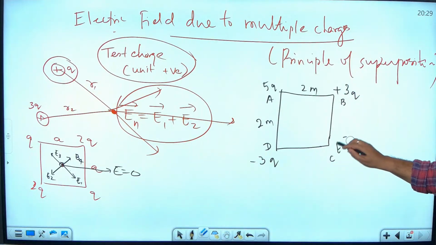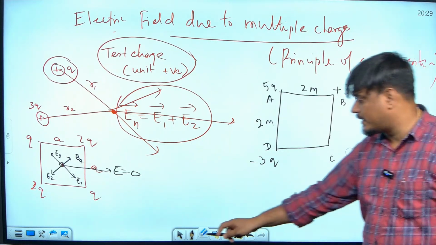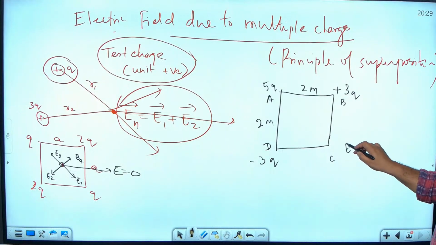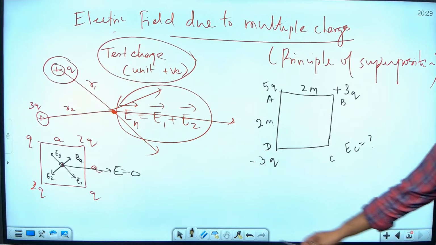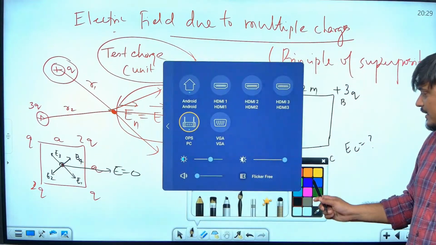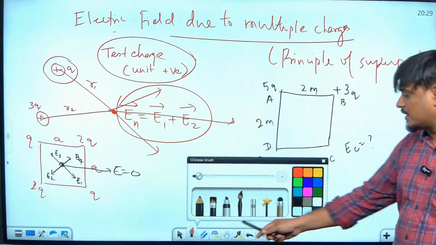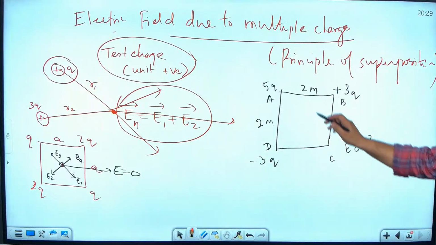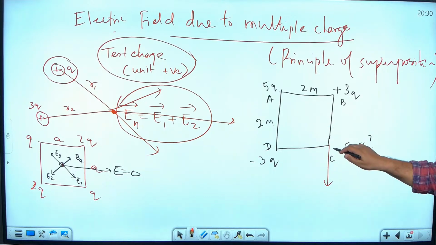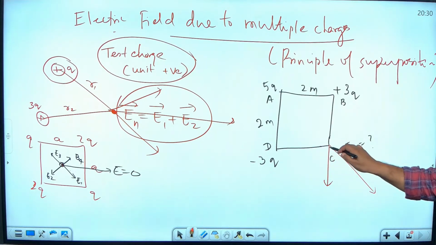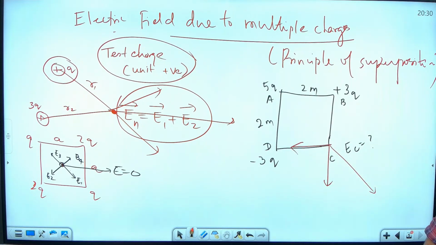Okay, how can you find it? If they are asking you to find the electric field here, what will you do? We are given that the test charge is at point C. If you assume the test charge is at point C, then this plus 3Q repels, plus 5Q repels, minus 3Q attracts.